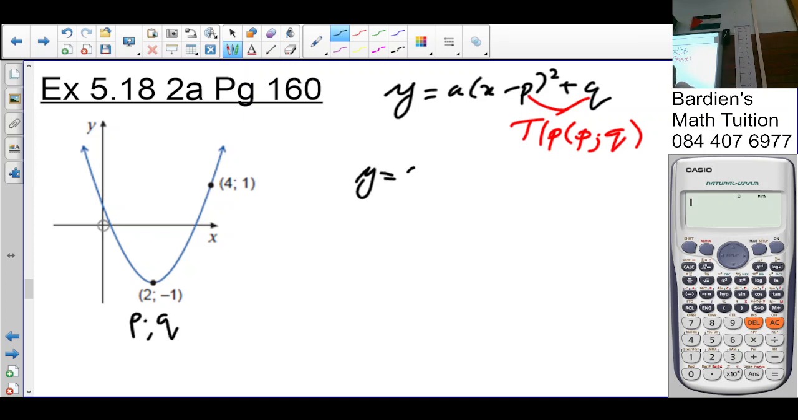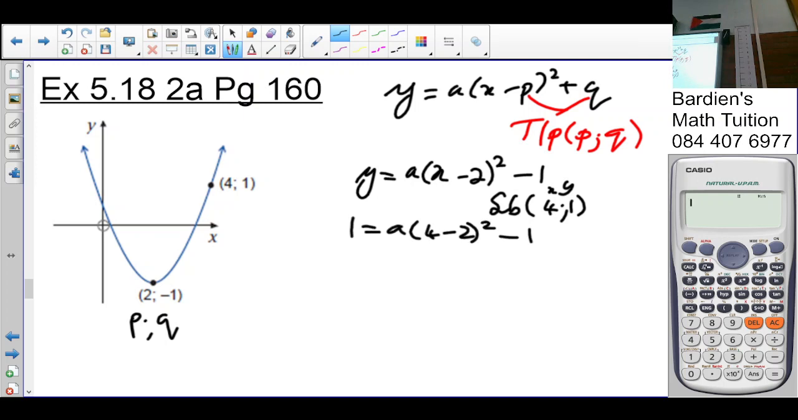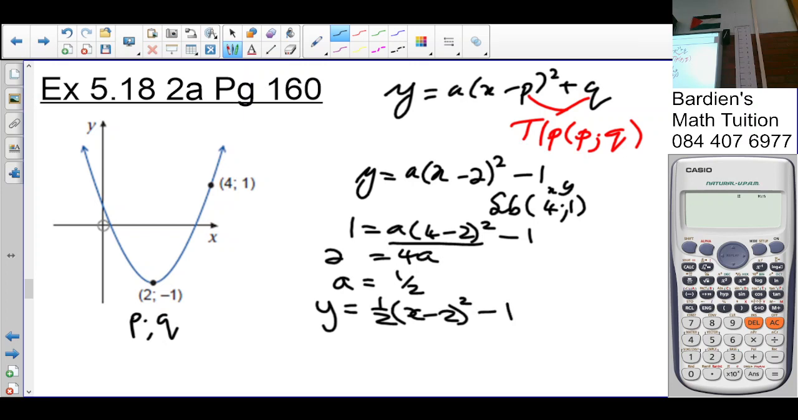So we have y is equal to a into x minus 2 squared minus 1. So in pursuit of calculating a, I'm going to substitute the point that's lying on this graph, which is 4 and 1. That's an x and a y. So 1 is equal to a into 4 minus 2 squared minus 1. 4 minus 2 squared is 2 squared is 4. Take it over, it becomes 2. Okay. So divided by 4. So 2 divided by 4 is half. So my equation reads y is equal to half into x minus 2 squared minus 1.